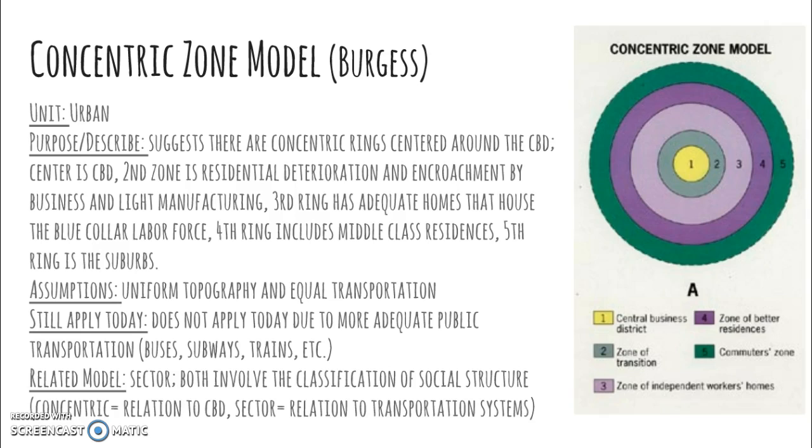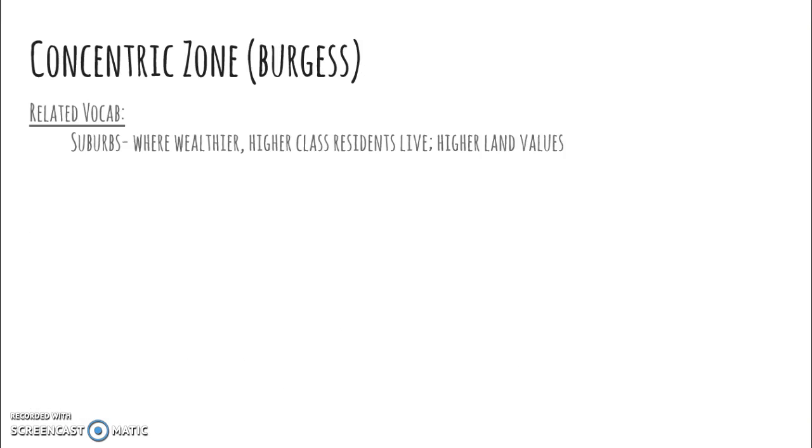The related model is sector, because both involve the classification of social structure, just based on different things. And then the related vocab is the suburbs, where wealthier, higher-class residents lived, and they have more expensive land.